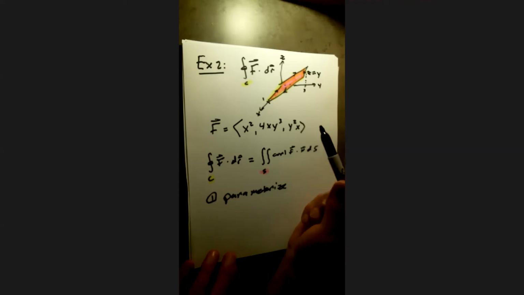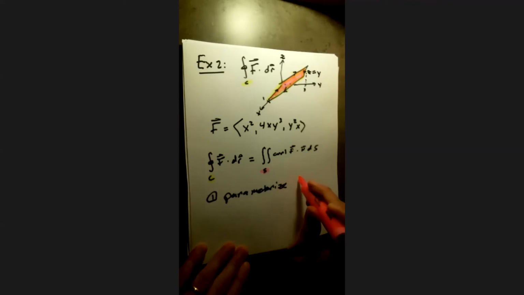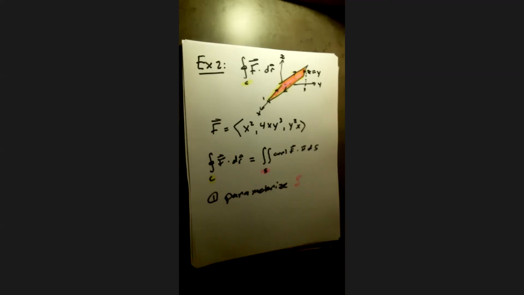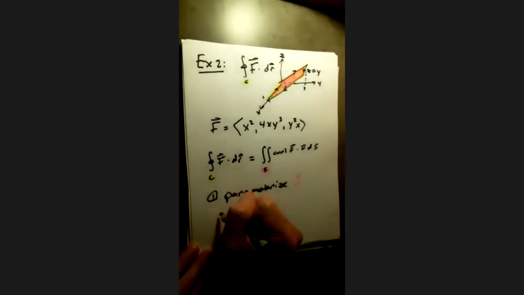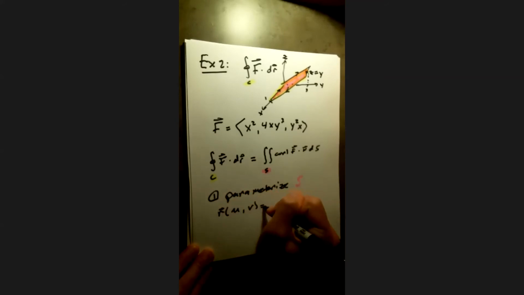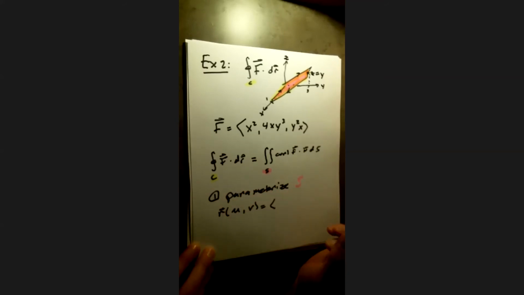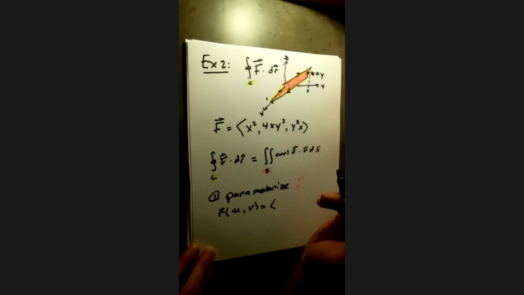All right, so we're going to parameterize. What are we parameterizing? Which thing, yellow or pink? Pink. Yeah, so we're parameterizing pink here, right? So we need 2 parameters because it's a surface. So we're going to have r of u, v equals, and this is the plane z equals y. So what's our parameterization?